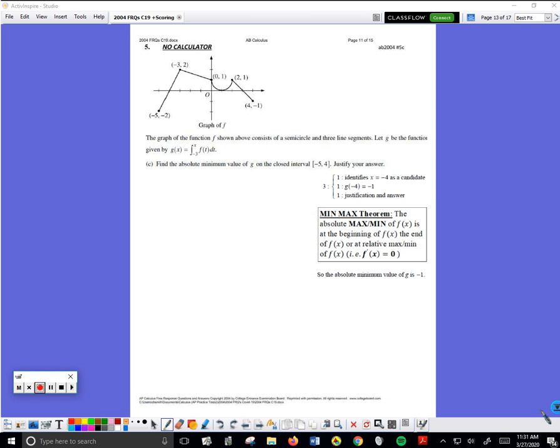Okay, same FRQ, part C now. Find the absolute minimum of G on the interval. Justify your answer. Min-max theorem problem. So in this case, I'm not working with F, I'm working with G.